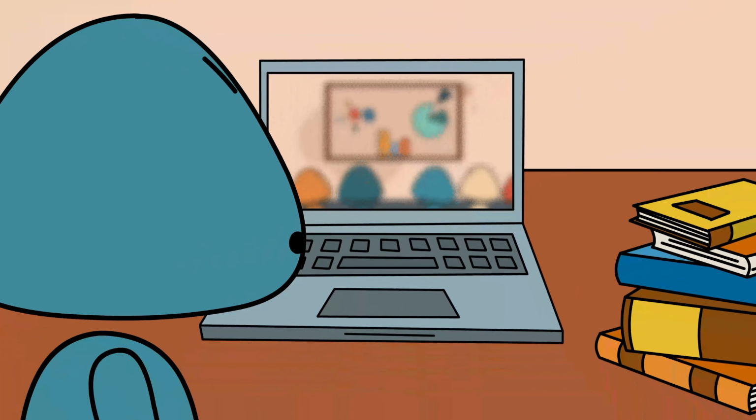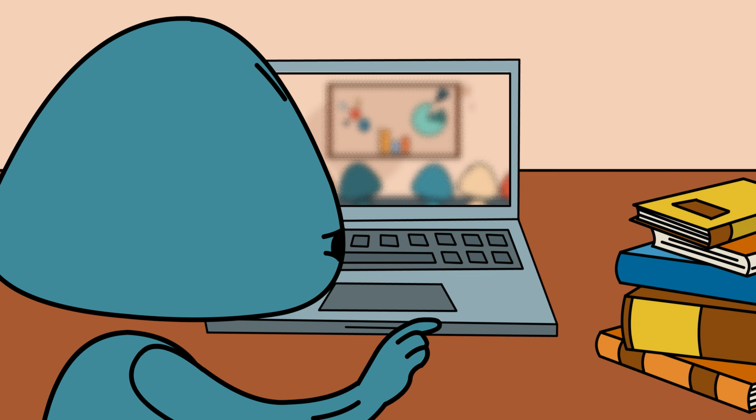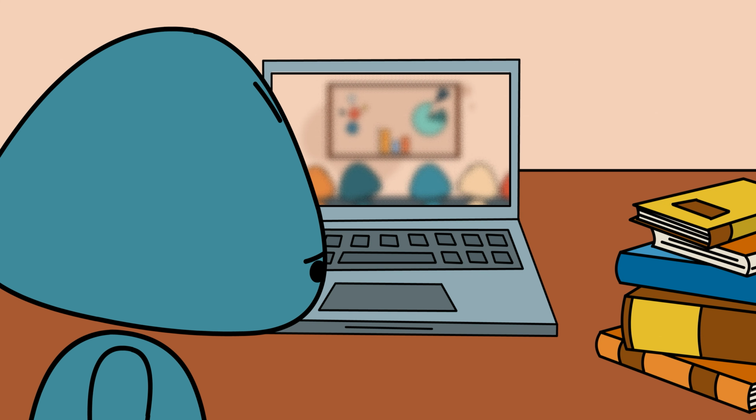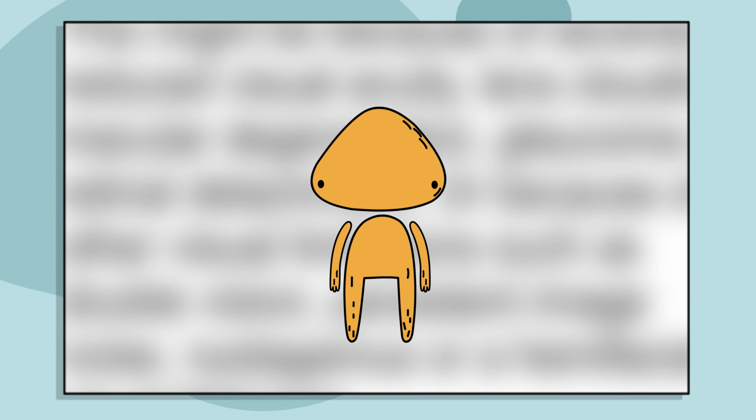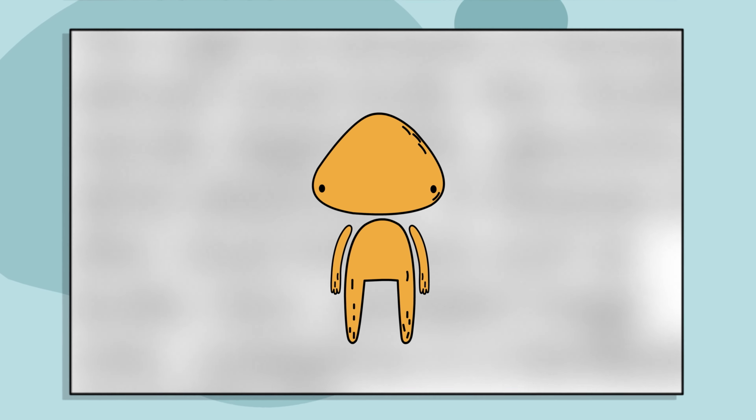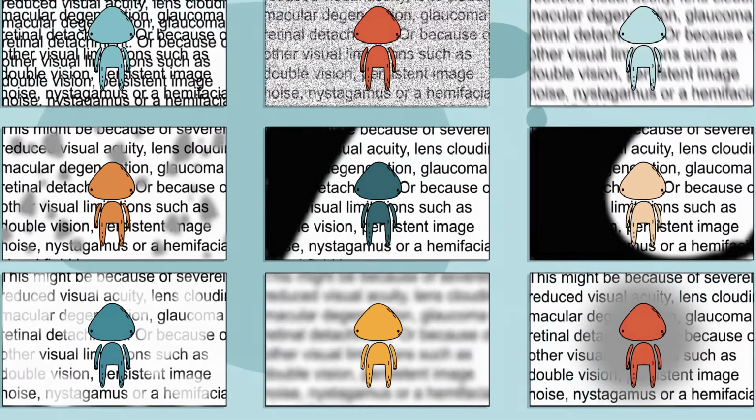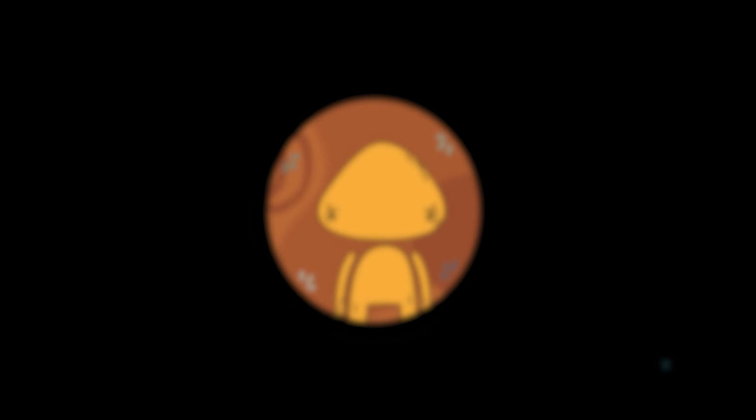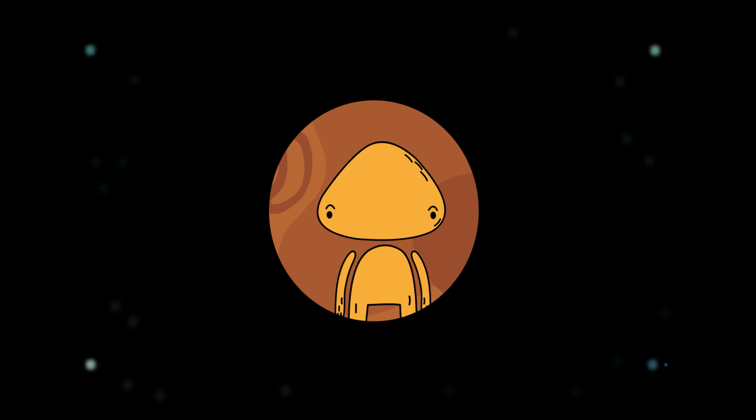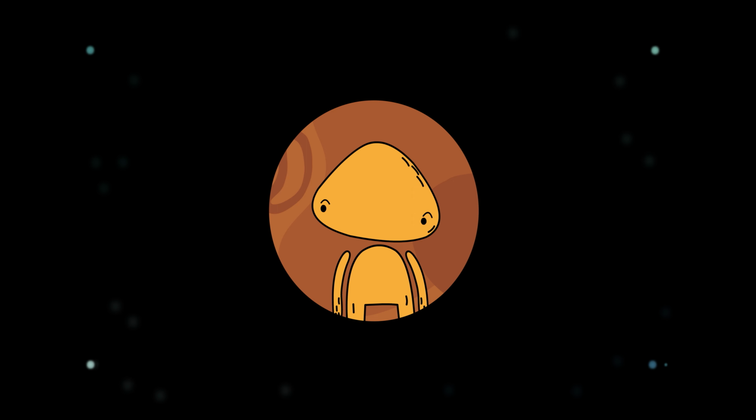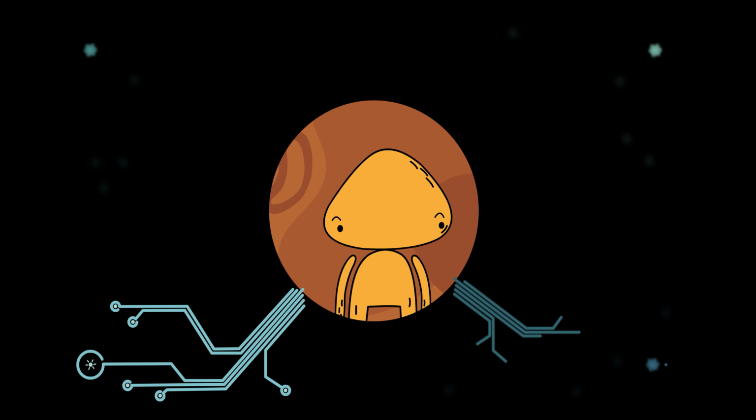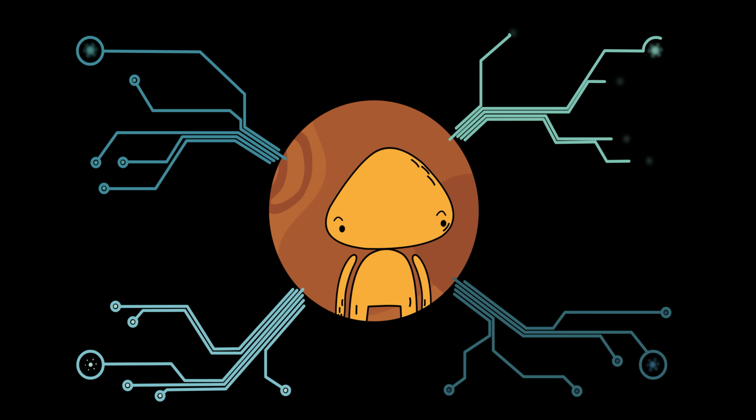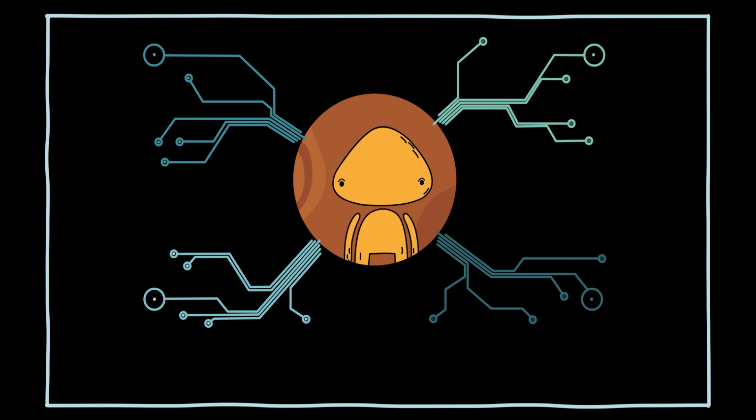But now imagine that you have poor vision. This might be because of severely reduced visual acuity, lens clouding, macular degeneration, glaucoma, or retinal detachment, or because of other visual limitations. Having poor vision in a world that relies on visual cues to communicate and process information is challenging. You'll want to find adaptive strategies, ways to continue perceiving as much information visually as possible despite such limitations.